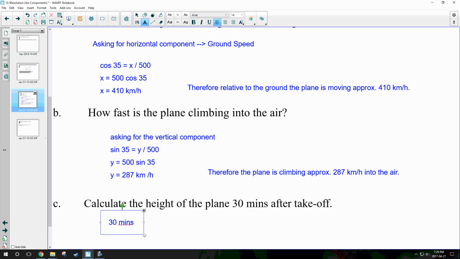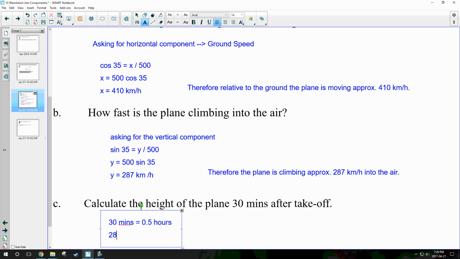So all of our information about the speed of the plane is in kilometers per hour. So when it's asking for 30 minutes, we need to turn that into how many hours that is, because the rest of our information is all given in hours. So 30 minutes we know is half an hour. So we can use 0.5 hours as our number for the amount of hours. Then all we do is we take whatever our climb speed is, which we just found out in B. It's climbing into the air 287 kilometers per hour.